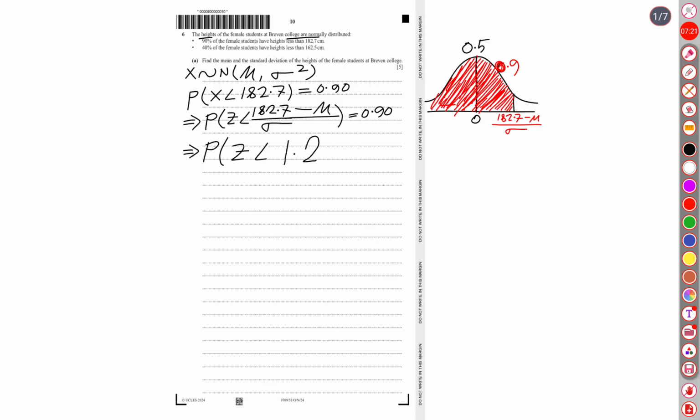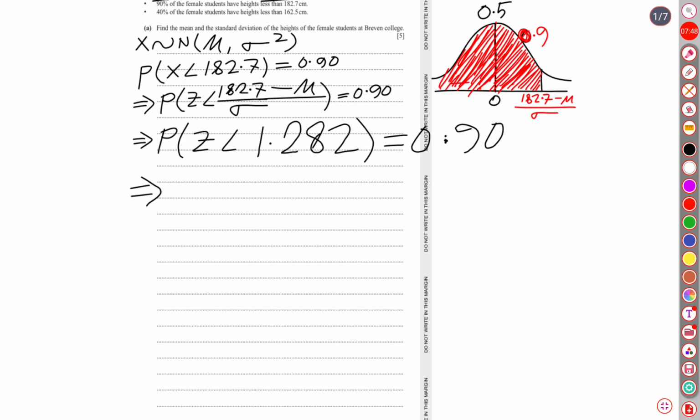Already we have decided that this z-score is lying on the right side of the mean line, so surely it is positive. There is no scope of being negative. Equal to 0.90. Okay, then if we compare, it is going to be, hence, 182.7. Let me zoom it out.